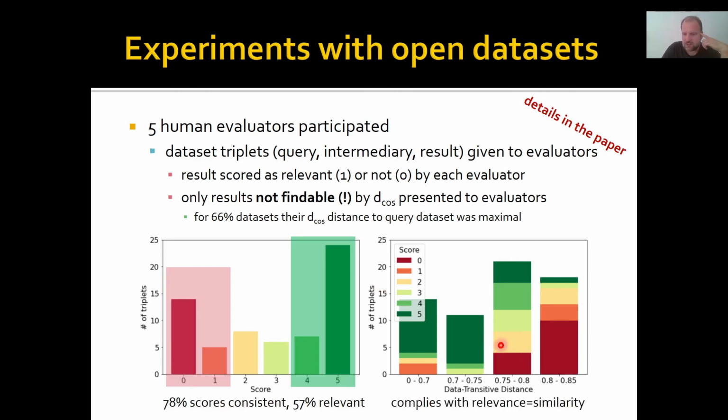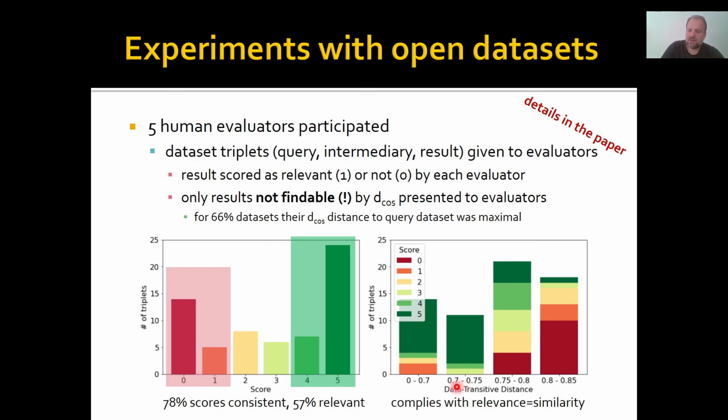In the second figure, we can see the distribution of scores related to the data-transitive distances. And here we can see clearly that the higher the data-transitive distance, the smaller the similarity, of course, the smaller the number of scores. So distances that are over 0.8 are also frequently ranked as 0 relevant, so non-relevant.